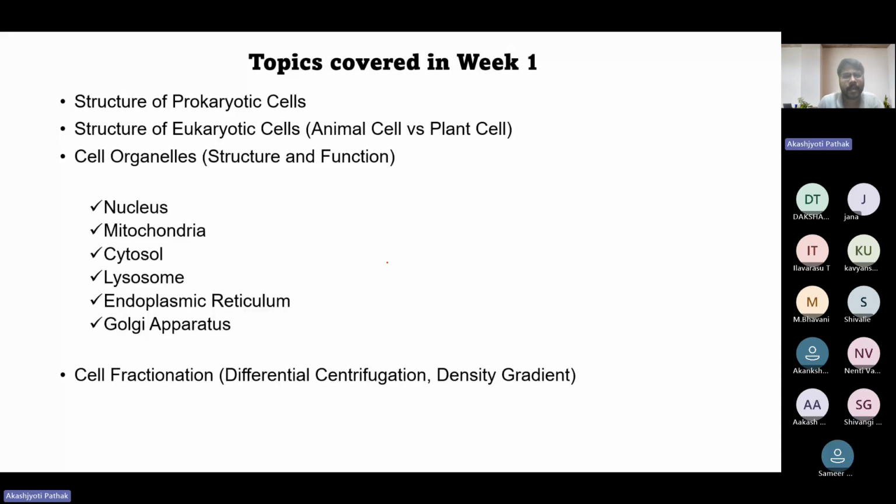And other than that, cell fractionation topic was also discussed. So in cell fractionation, there are two methods by which you can isolate the different organelles in a cell or different components. Differential centrifugation and density gradient centrifugation. Isn't it? If anyone wants to say something.